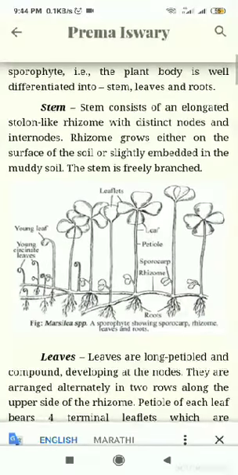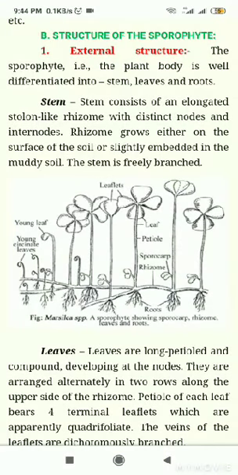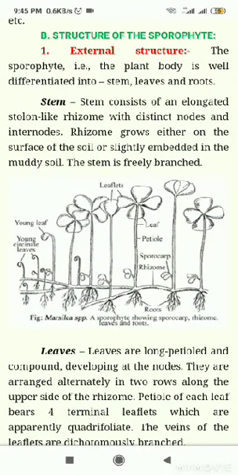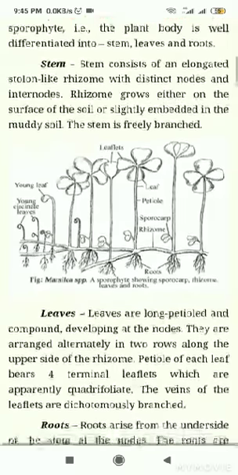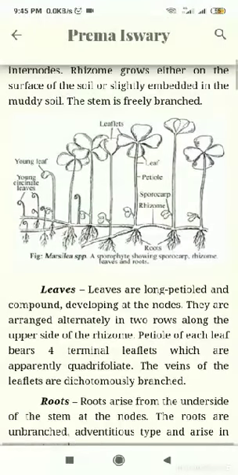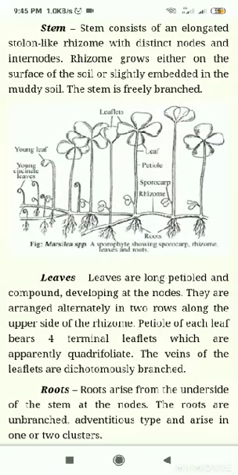Here is the diagram which shows an exact diagrammatic representation of Marsilea. The stem has an elongated stolon-like structure, which is the rhizome, with distinct nodes and internodes. These rhizomes grow either on the surface of the soil or slightly embedded in the muddy soil. The stem is freely branched.